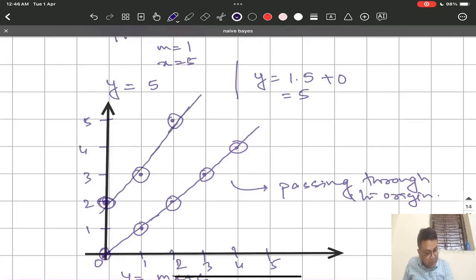Can you see? So this thing is actually C. Hope it is clear to you all. This one is the C. Now we are going to discuss the slope. Okay, let us discuss the slope. What is the slope actually?